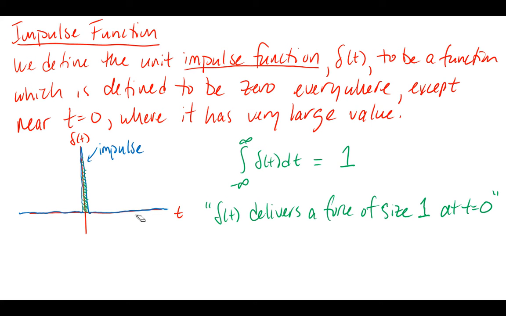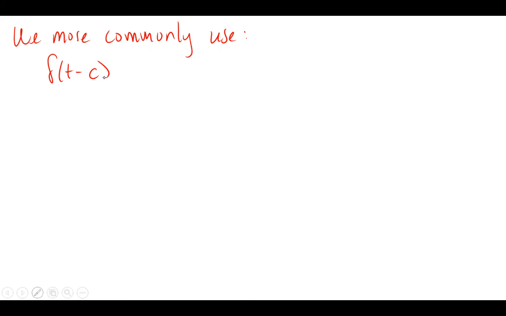So you may use delta exactly as is, but we may also just shift it over a little bit. So while delta of t by itself delivers a force of size 1 at time 0, instead of using it as is, we more commonly use delta of t, and we probably shift it by c.